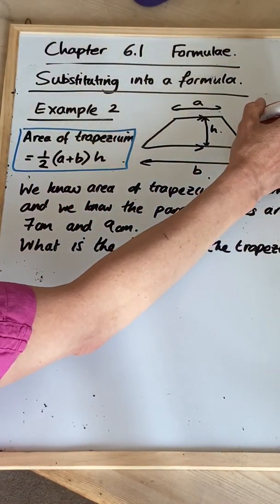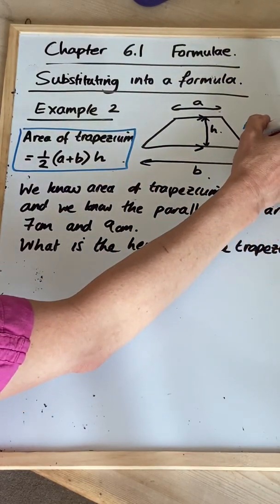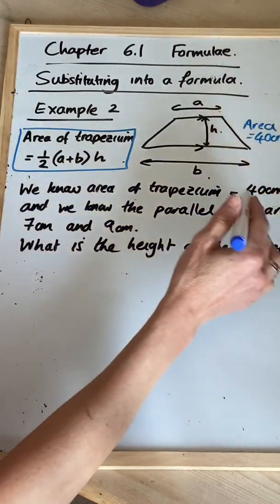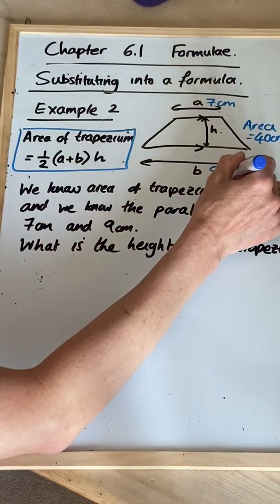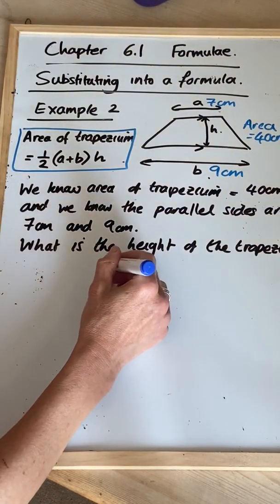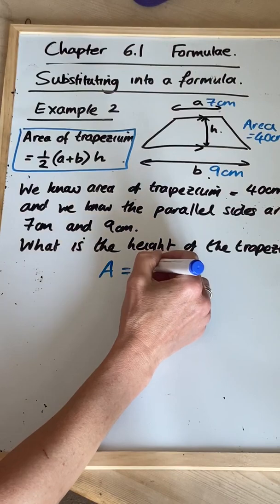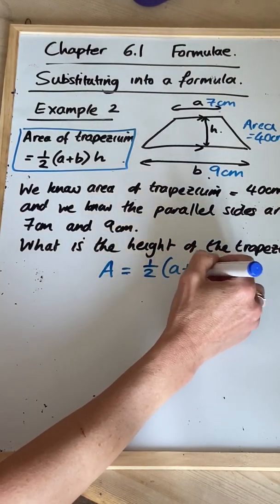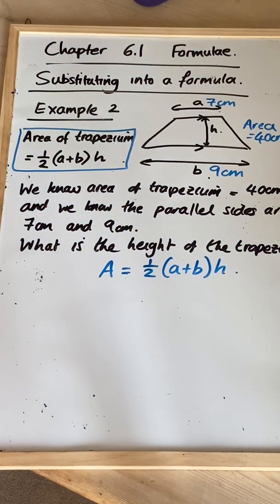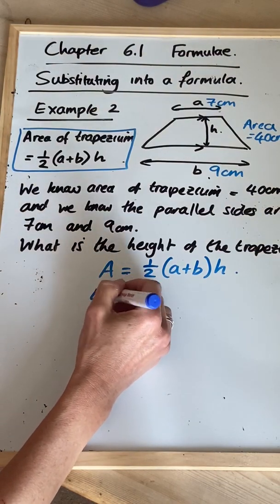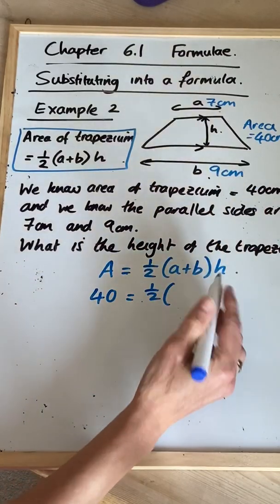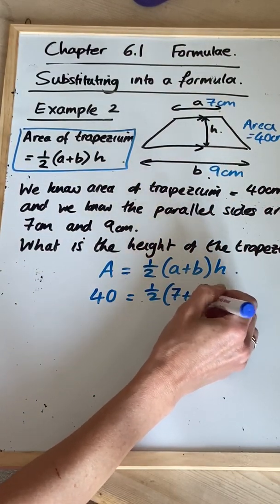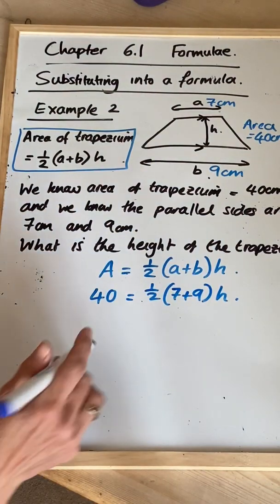So just looking at our diagram here, our area from our question is equal to 40 centimetres squared. Our a and our b, our two parallel sides, we've been told are 7 centimetres and 9 centimetres. So first thing you do is write out your formula. I'm going to use capital A for area, is half small a plus small b times h. And now I'm going to fill in what I know. So I know that my area is 40. I know that that's equal to half of my two parallel sides added together, 7 plus 9 times h.